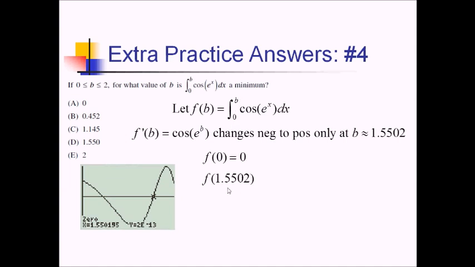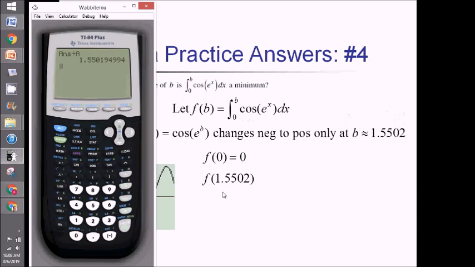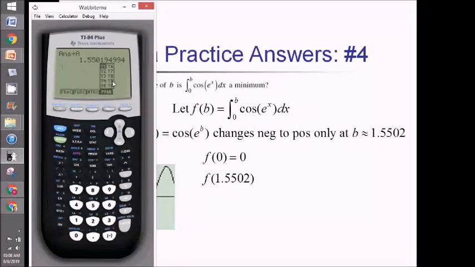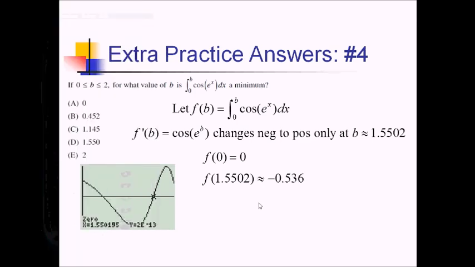But I am going to have to test out f of this 1.55 number. So going back here, I'm going to go to alpha trace to pull up my y equals menu, and I stored the original function in y1. So I'm going to press enter on that, and for my input, I'm going to do alpha a, or wherever you stored that variable, that number, and that comes out to negative 0.5358 and some change. So far, that is going to be our min.